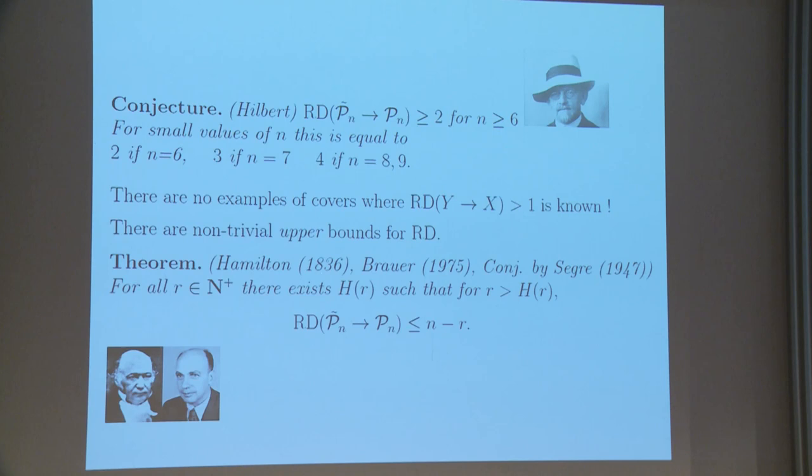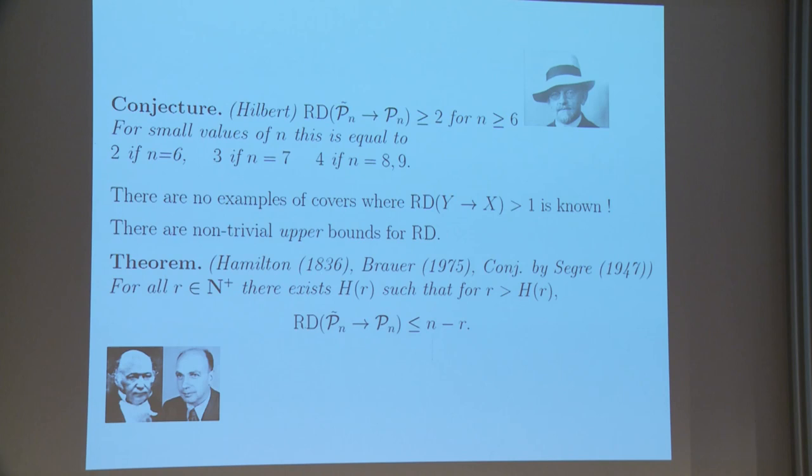Okay. So there's a theorem due to Hamilton that if you look at the resolvent degree of this cover for the solutions of the polynomials, of course, this is at most n. In fact, you can do better than that. But what he showed is that if you take any positive integer r, then there's some h of r such that for n bigger than h of r, you have this. Sorry about the typos. It's unfortunate, you can't go up there with a chalk and correct it. So basically, if you fix r and n is big, then you can improve the bound.